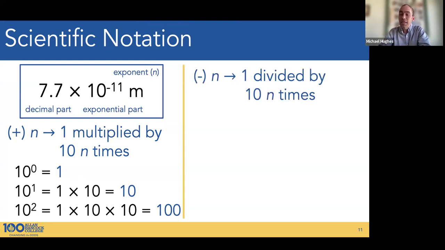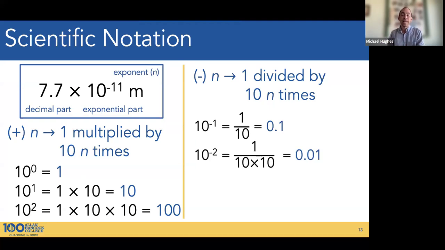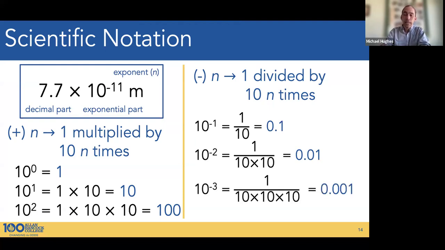And then, of course, n can be negative, and so you would be taking 1 and dividing it by 10 n number of times. So again, 10 to the negative 0 would be 1. Then 10 to the negative 1 is 1 over 10, so 0.1. So you'd be moving the decimal place to the left 1 time. 10 to the negative 2 is like multiplying by 0.01 or dividing by 100. And 10 to the negative 3 is dividing by 1,000 or multiplying by 0.001.